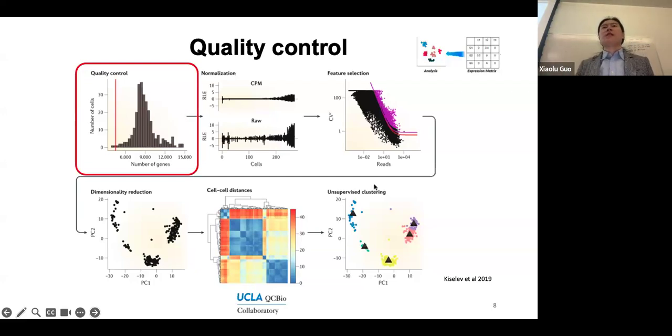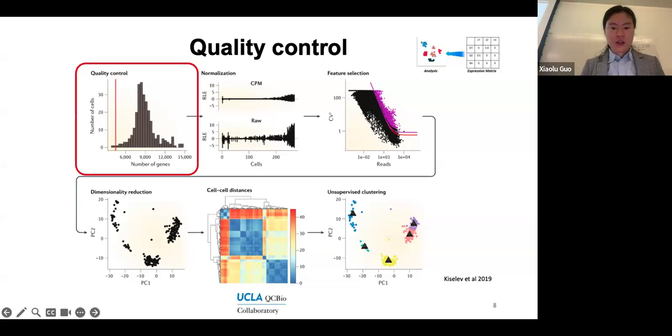Let's keep going. At the end of the first session today, we will have more time for you to play with it, and we can continue to the next part. So next, what we will do is the quality control.